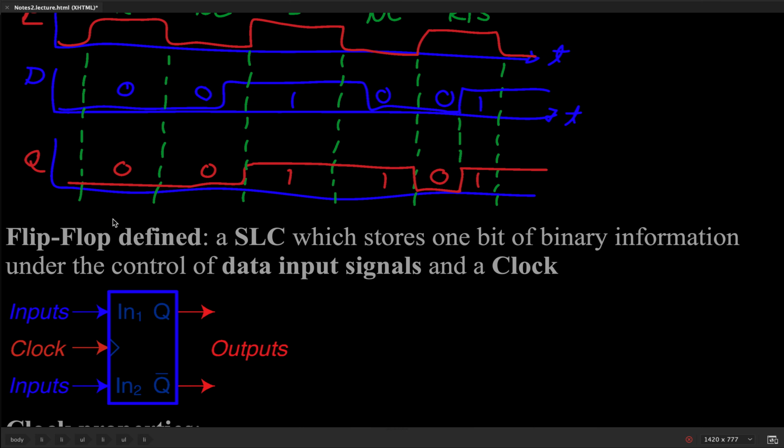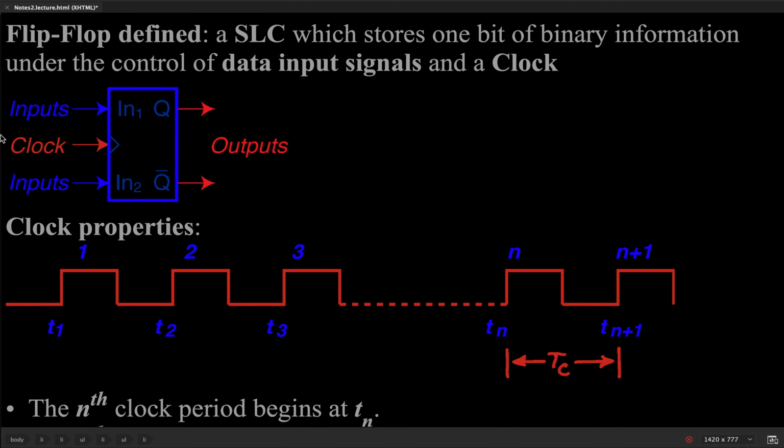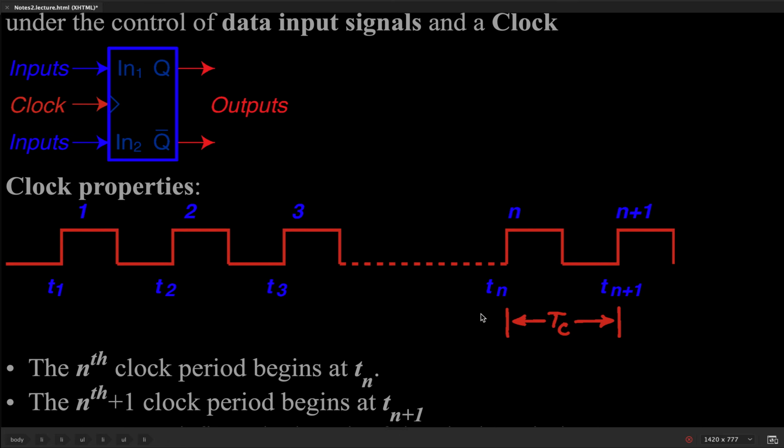So let's take a look at how we define a flip-flop. We have to understand that a flip-flop requires a signal that is regularly going up, down, up, down, up, down, and finally on the nth iteration, it goes up. And this is what we call the present state, beginning at t sub n. At the n plus first point, this begins another point for the next clock period.